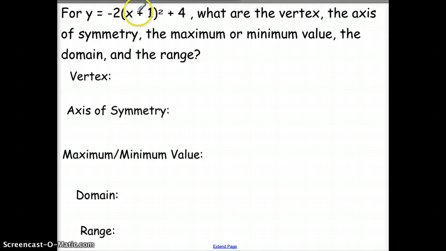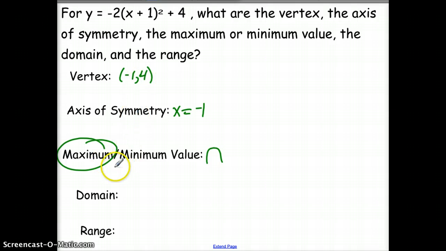x plus 1, that moves the graph left 1, and the plus 4 moves the graph up 4. So my vertex is at (-1, 4). My axis of symmetry is x equals -1 because it's always the same as that x value. Do we have a max or a min? Well, this -2 means that we have a graph that's reflected in the x-axis, so we're going to have a maximum. And what's that maximum value? It's the vertex value of 4, the y value.